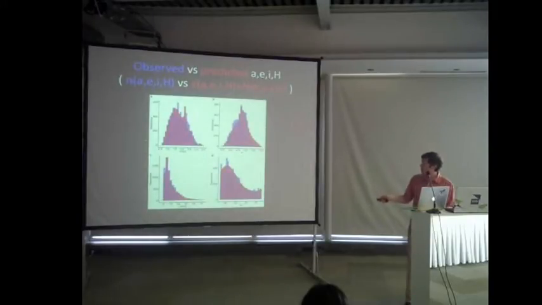And here I show the observed histograms of parameters that we're interested in: semimajor axis, eccentricity, inclination, absolute magnitude. And in red, you see the predicted, which is the true distribution multiplied by the bias. So at the face of it, this looks good, which is not surprising because this was fitted.